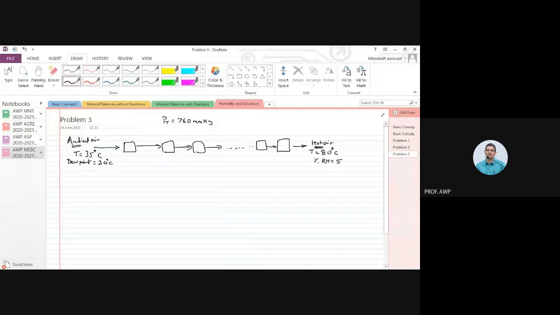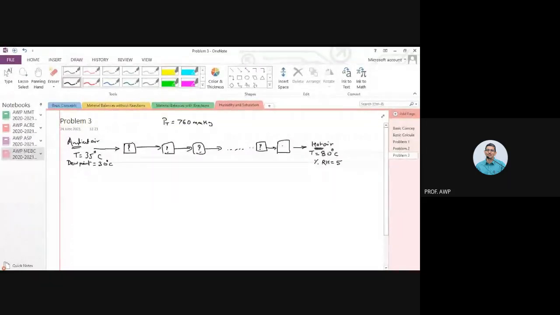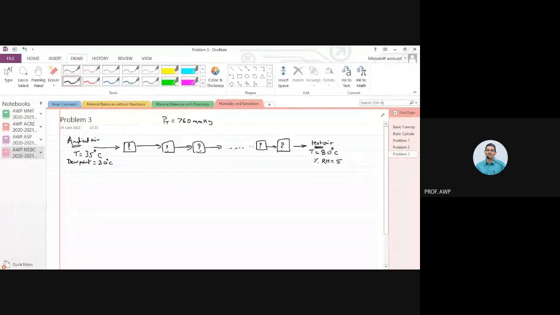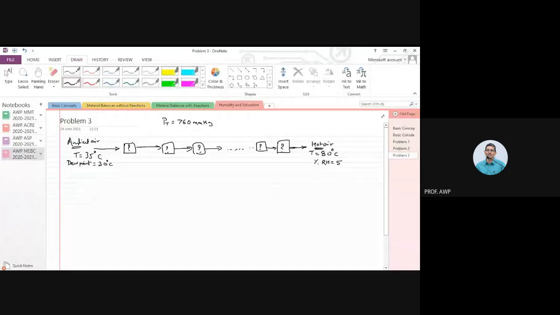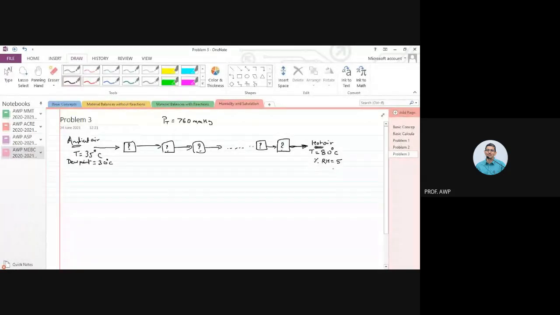I have ambient air at 35 degrees centigrade and a dew point of 30 degrees centigrade. I want to take this air, I want to do something to it. That's what you need to figure out, what you need to do to it, so that we get hot air at 80 degrees centigrade having 5% RH. Is the problem clear? Okay, sir. You have to figure out what to do.